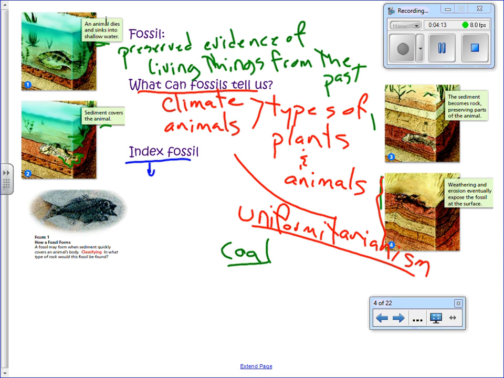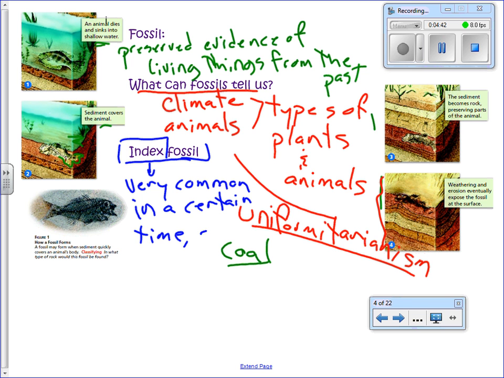An index fossil, what's an index in a book? An index helps you what? You can find what pages things are on. It kind of tells you what order things are in. So an index fossil is a fossil that was very common in a certain time period, and then it's totally absent or extinct.